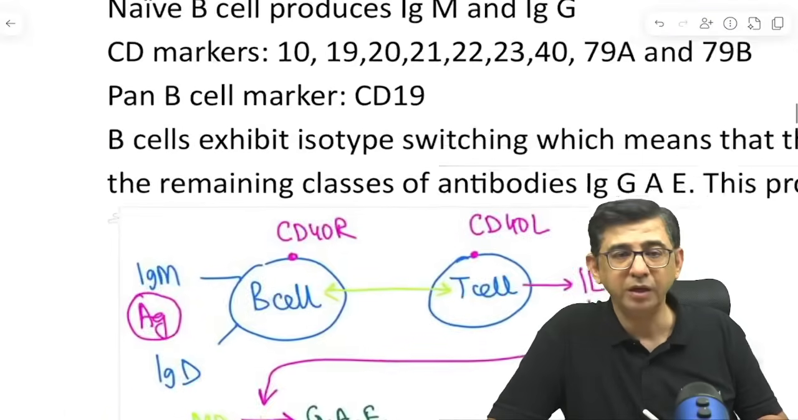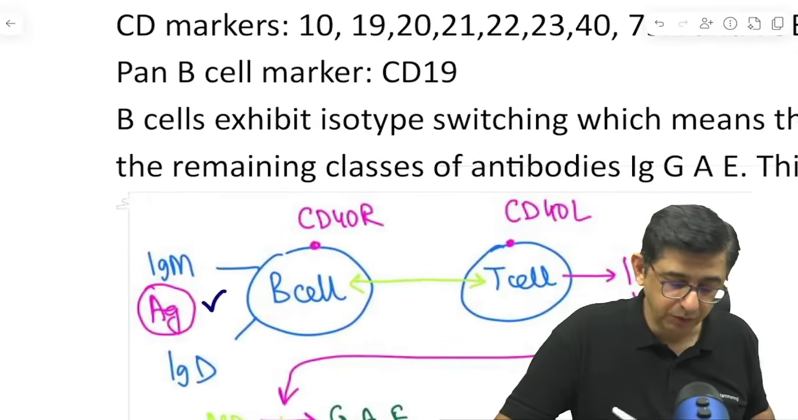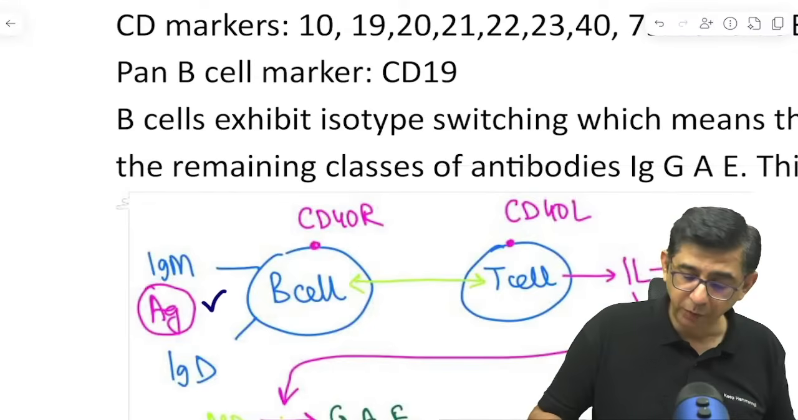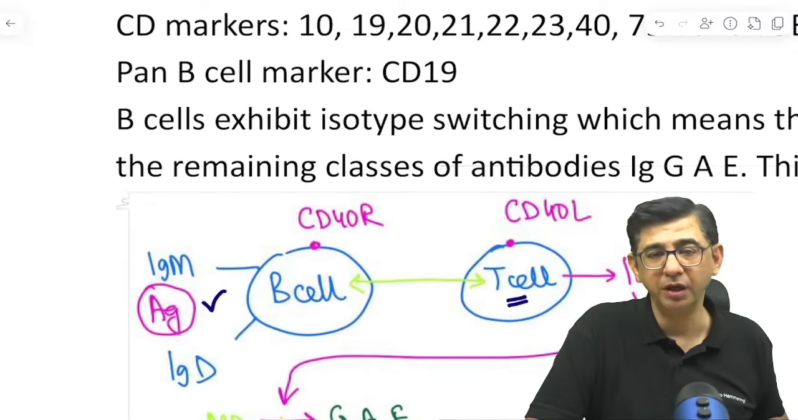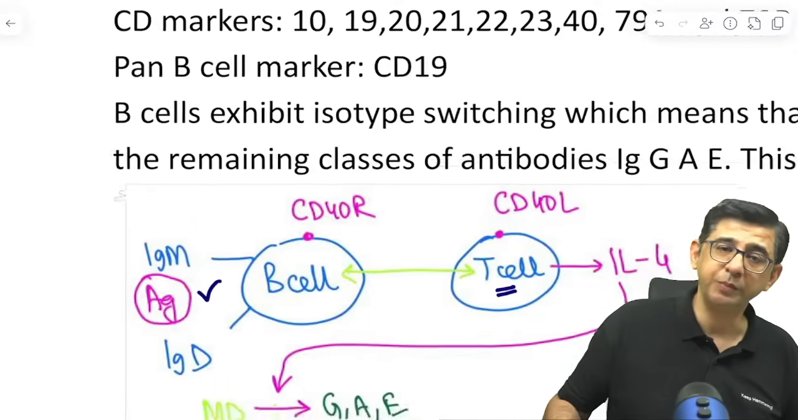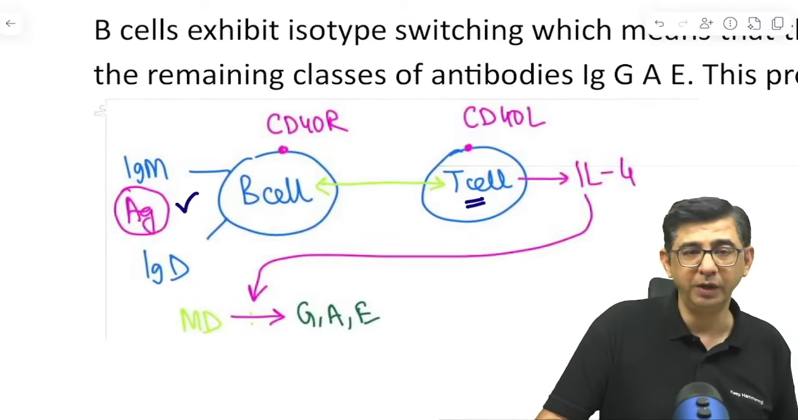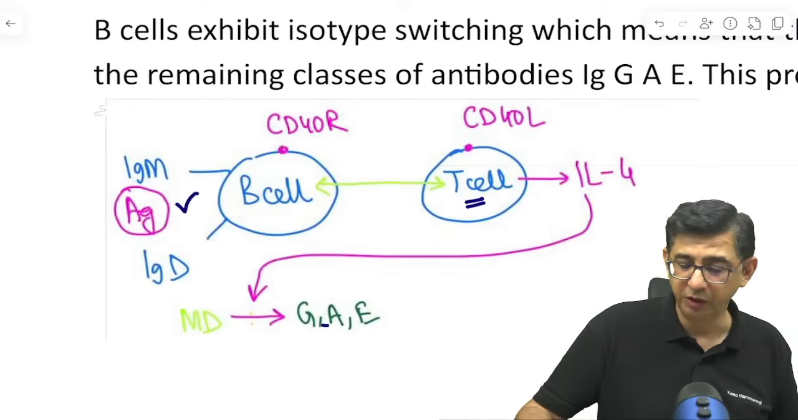बी सेल क्या करेगा, उसका प्राइमरी फंक्शन तो एंटीजन डिटेक्शन होता है along with the expression of IgM and IgD, and then it takes the help of T cell and goes into isotype switching. Isotype switching का मतलब है फिर वो स्पेशलाइज एक्टिविटी करता है और बाकी एंटीबॉडीज बनानी शुरू कर देता है. जैसे कि एम और डी तो पहले बना रहा था, फिर GAE वाली एंटीबॉडीज बननी शुरू हो जाती है.